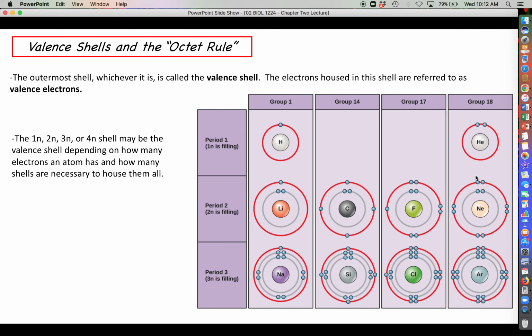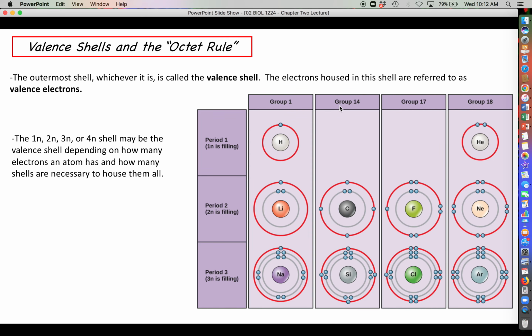So any of the energy levels that we've talked about before, whether it's the first, second, third, or fourth, can potentially be the valence shell, but you have to consider how many energy levels are necessary to house all of the electrons of that given element. If an energy level is not necessary, then it is not the valence shell. Whichever is the outermost shell that does contain electrons, that is your valence shell.